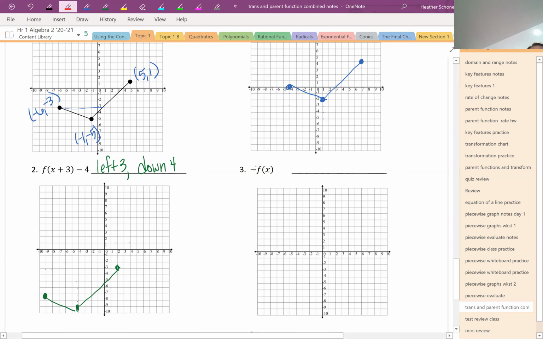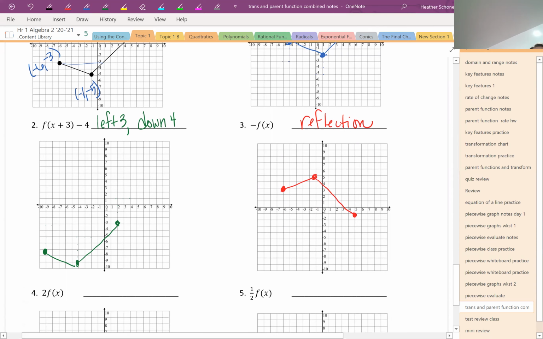Okay, number 3. There's a negative in front of it. When there's a negative in front of it, we talked about that being a reflection. And the reflection does not change the x's, it only changes the y. Everything that was below is now above, and everything that's above is now below. So instead of having -6, -3, we're going to have -6, +3. Instead of having -1, -5, we have -1, +5. Instead of having +5, 1, we have +5, -1. And it changes like that.